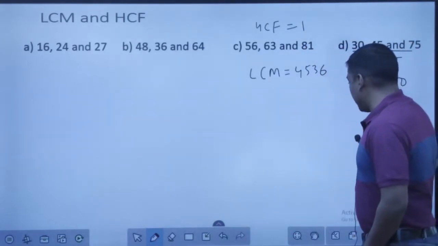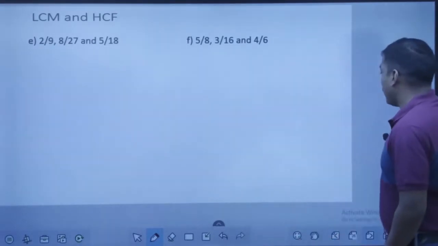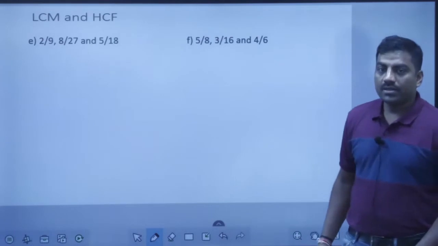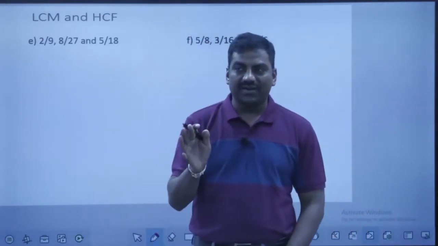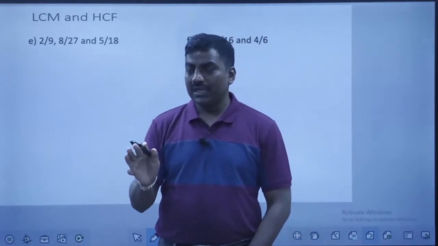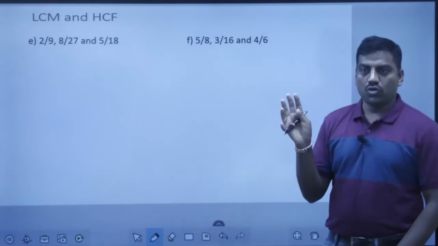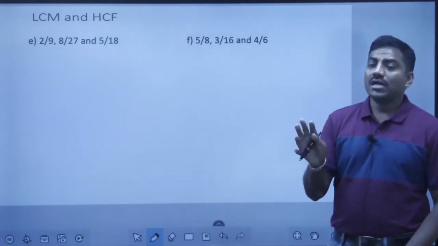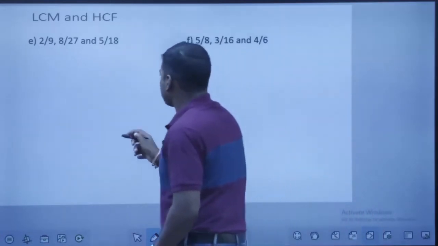That is the LCM and HCF of fractions. LCM and HCF of fractions. Okay. There is no difficulty in this. When you know how to find LCM and HCF, it is simple. You have to apply only one formula before you go to find that, and the other process is regular, like what you have done earlier. Okay.